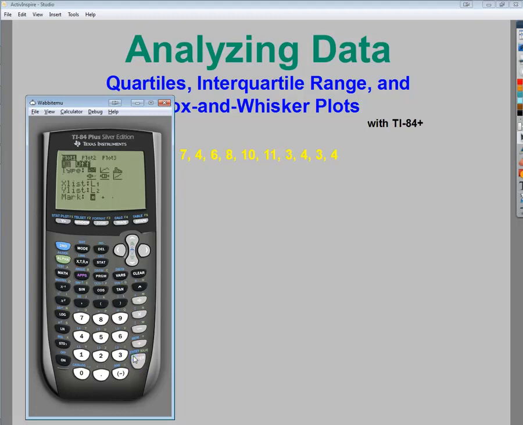So I'm going to hit enter. I need to turn that plot on, and I need to go down to type. I'm going to pick the one in the middle here, the box and whisker plot. Choose that one. It's going to ask me which list I want to use, and I want to use L1, of course, and the frequency is fine.